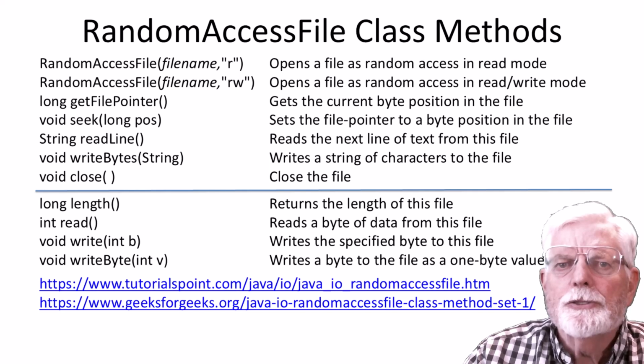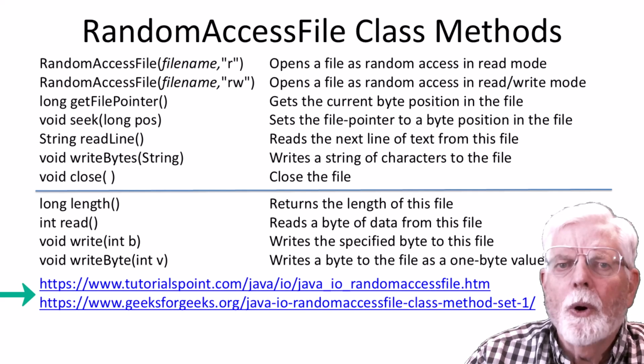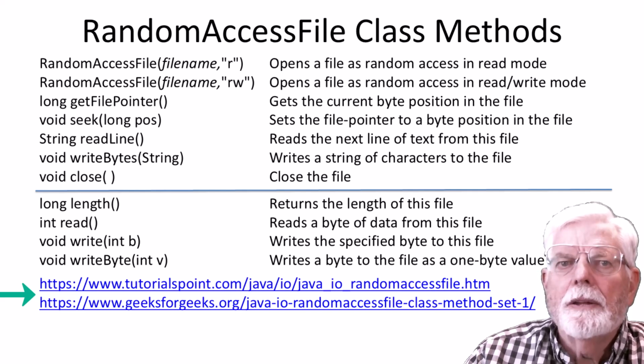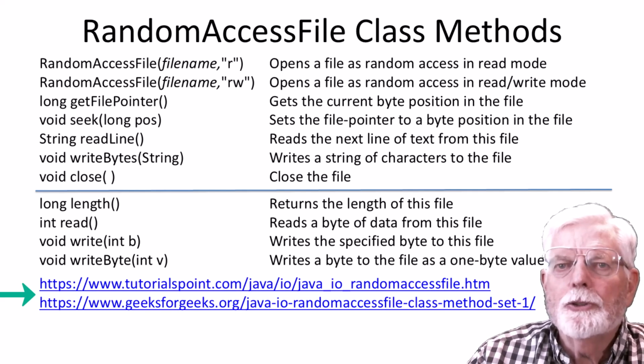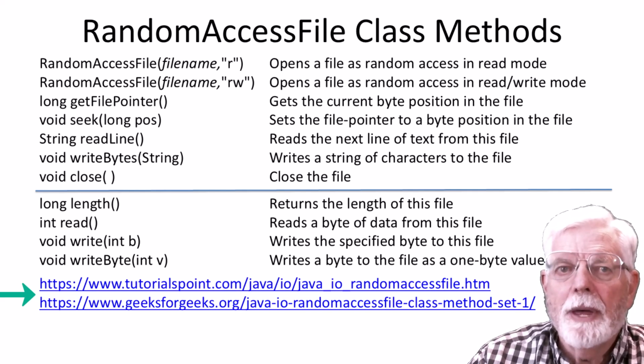This list here shows only a few of the many other methods available for use with the RandomAccessFile class. You can get a more complete list at either the Tutorials Point or Geeks for Geeks website at these URLs. The Tutorials Point website shows many methods on a single web page. The Geeks for Geeks website uses about 3 web pages but gives a fuller description for each method.